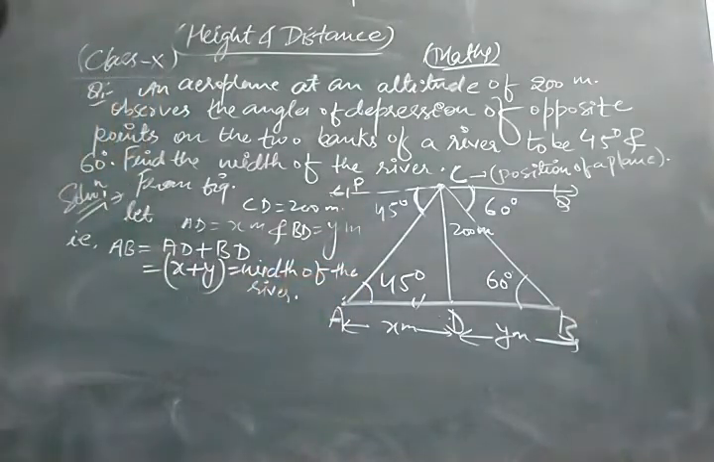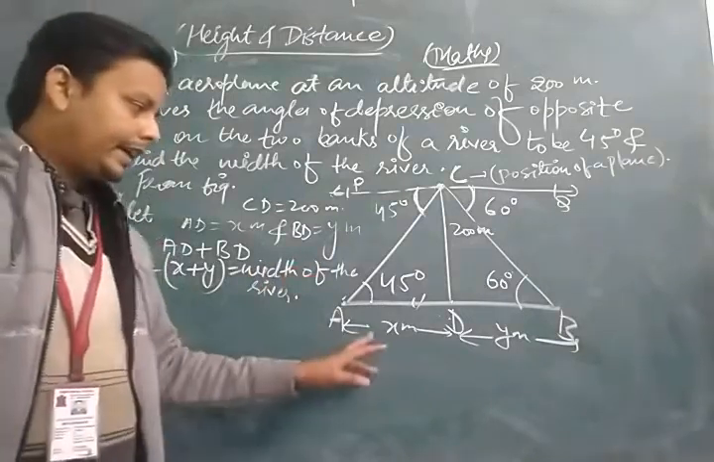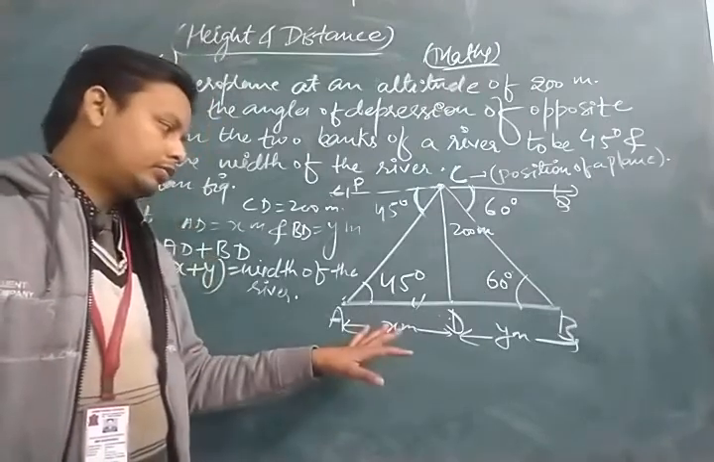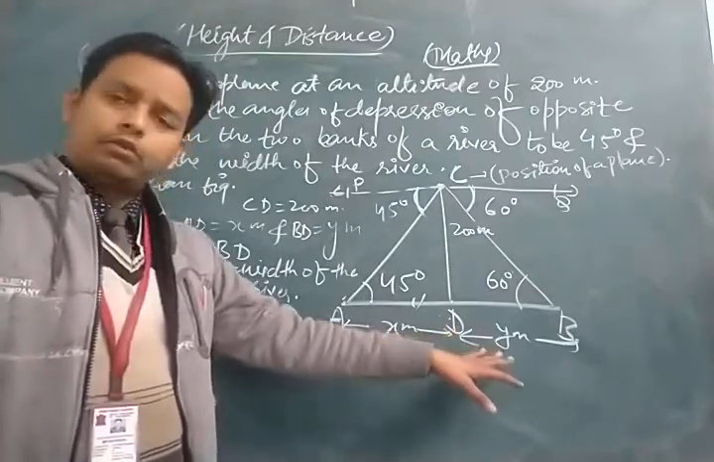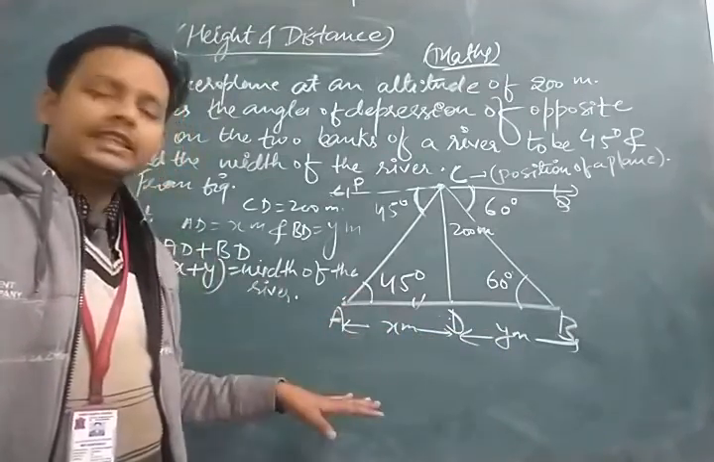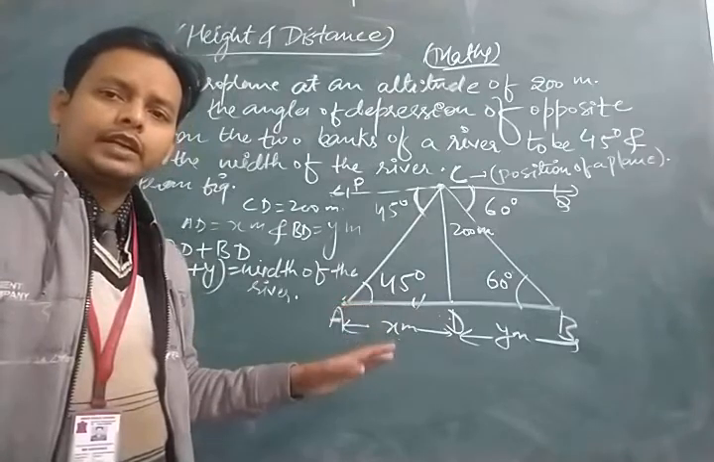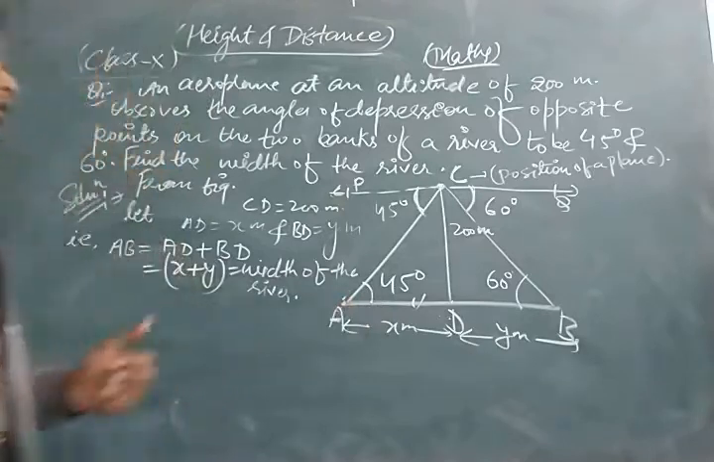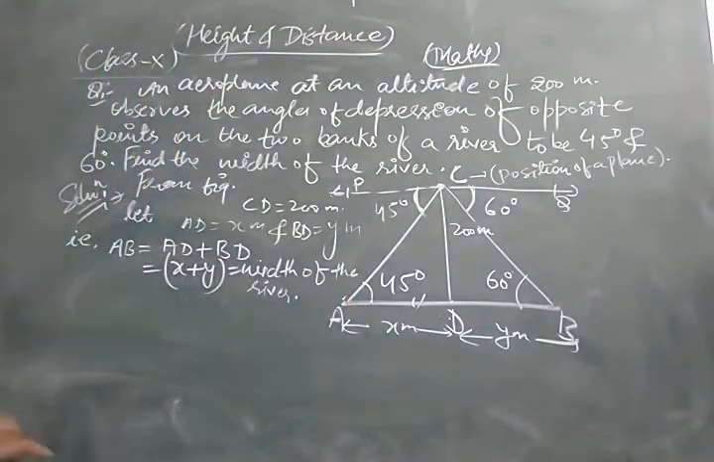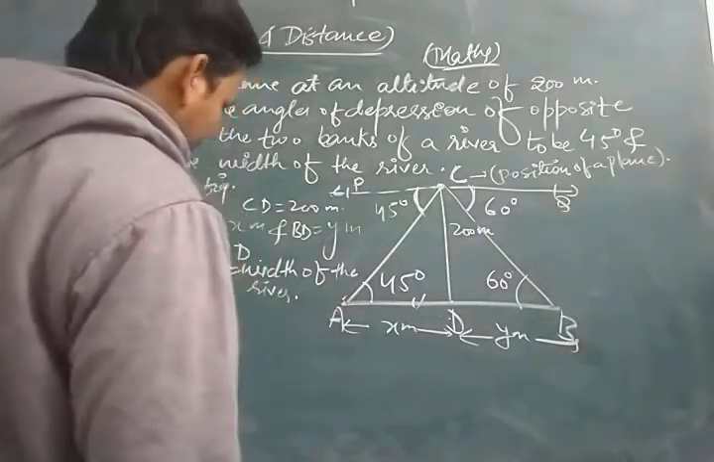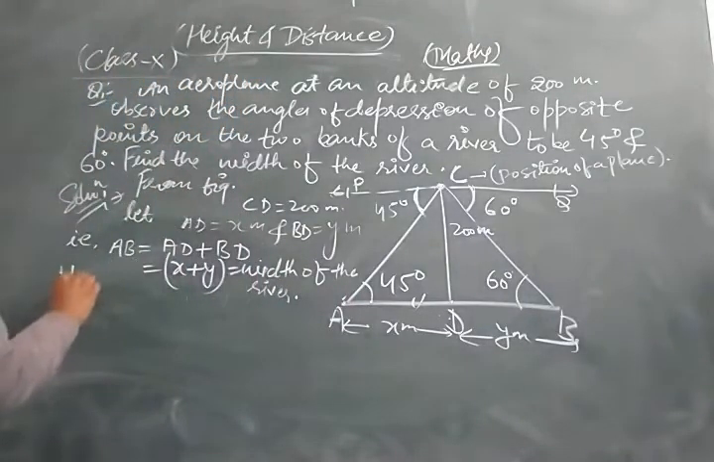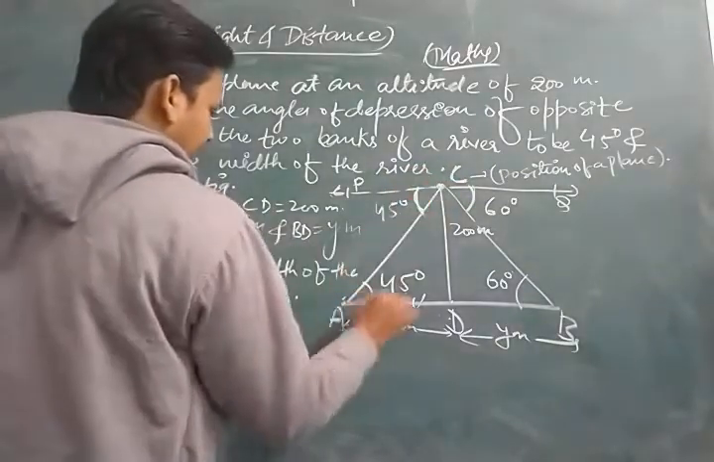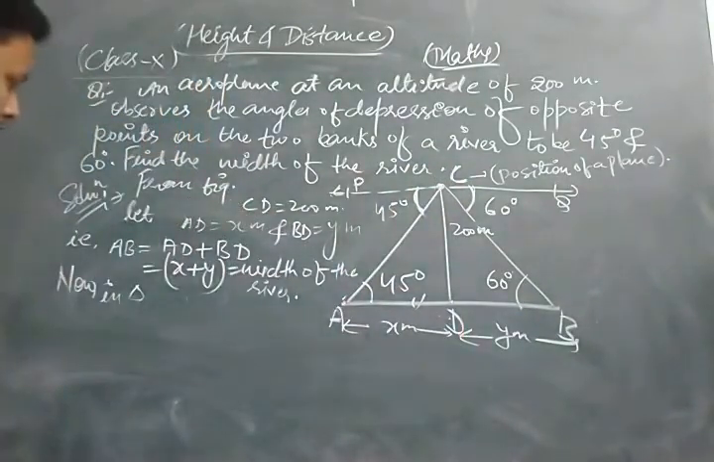Okay, students. So first of all, look here, x plus y is the width of the river. So first of all, we find the value of x. After that, we find the value of y. After finding both the values, we add them. In this way, we get the width of the river. Now look. So dear friends, let's see. Now in triangle CAD.